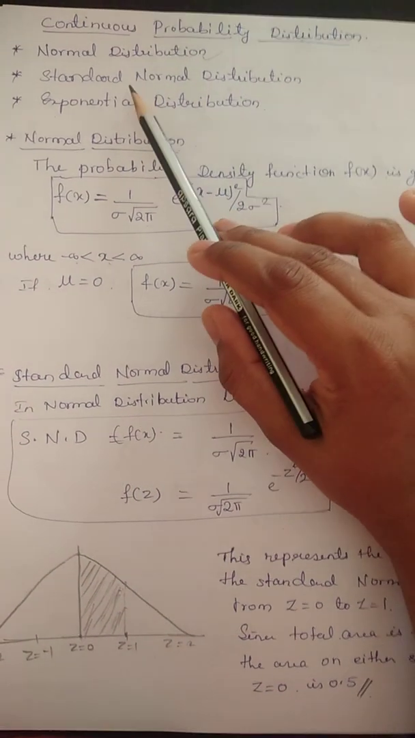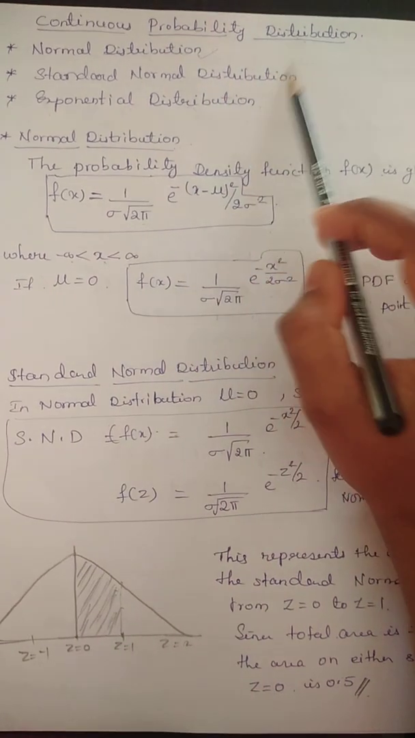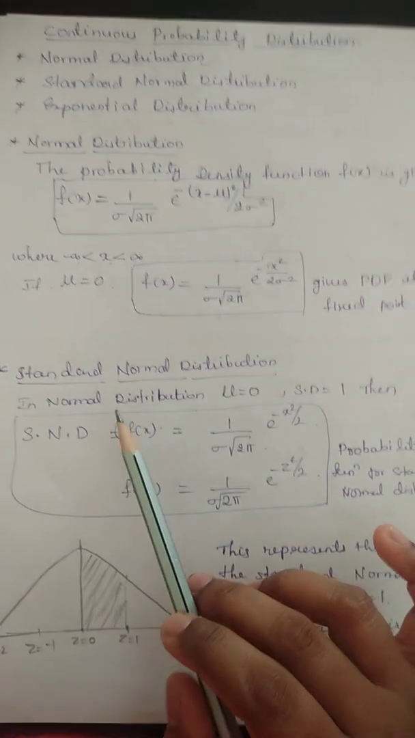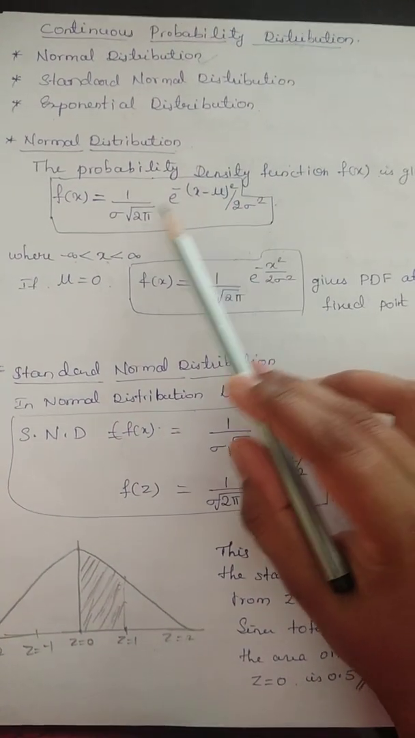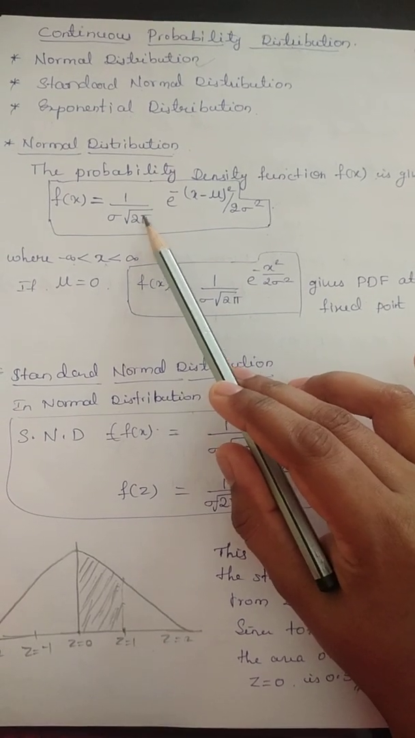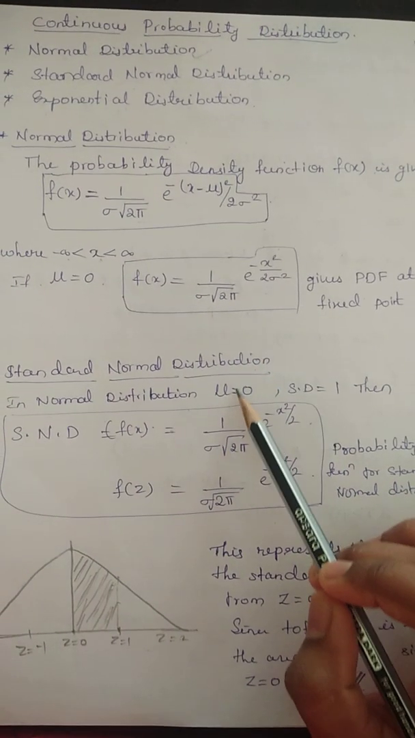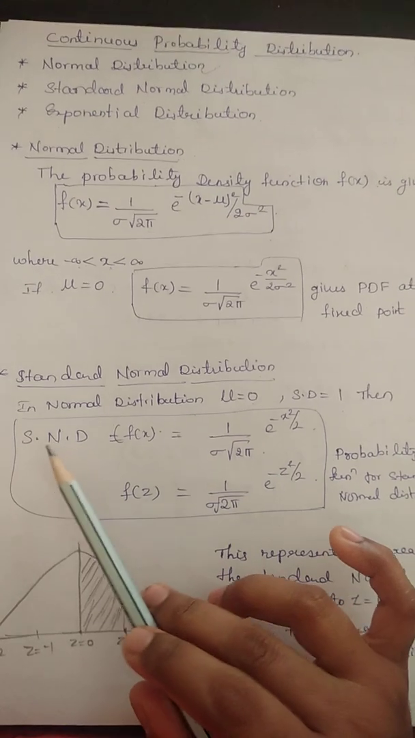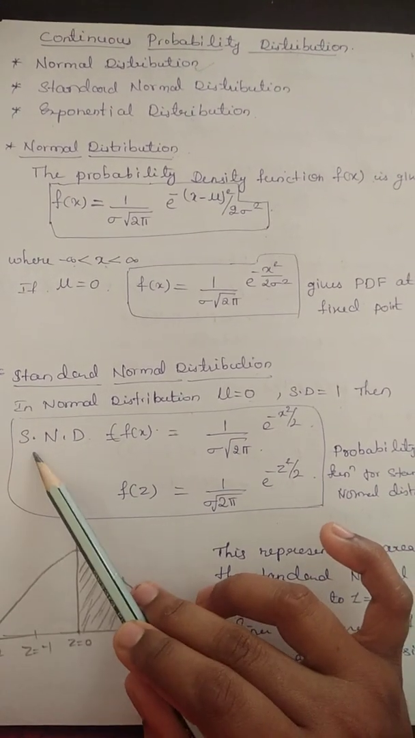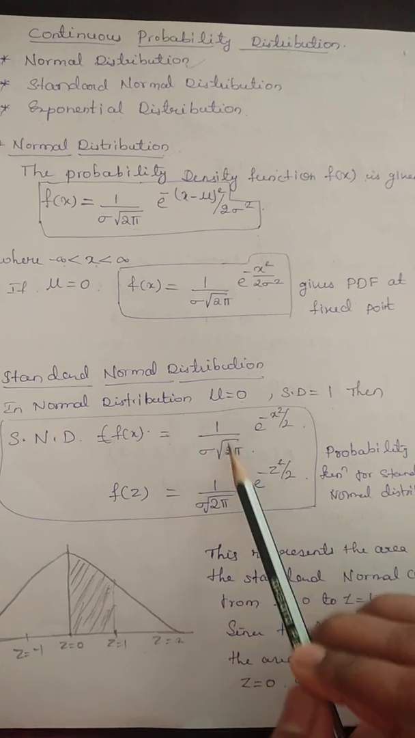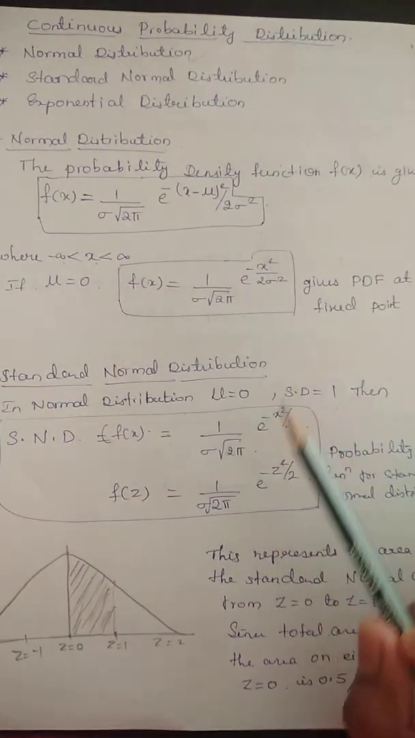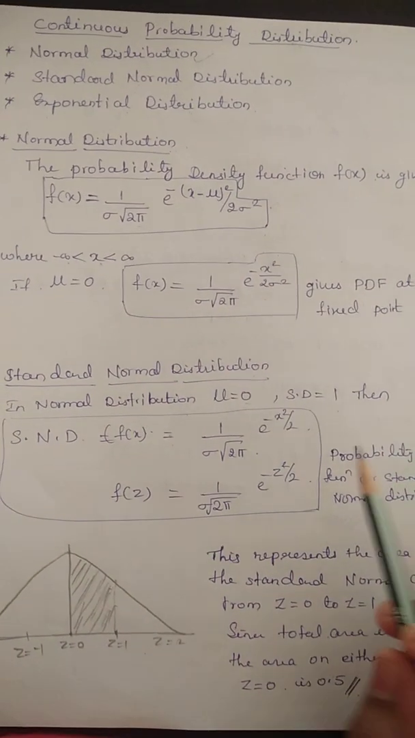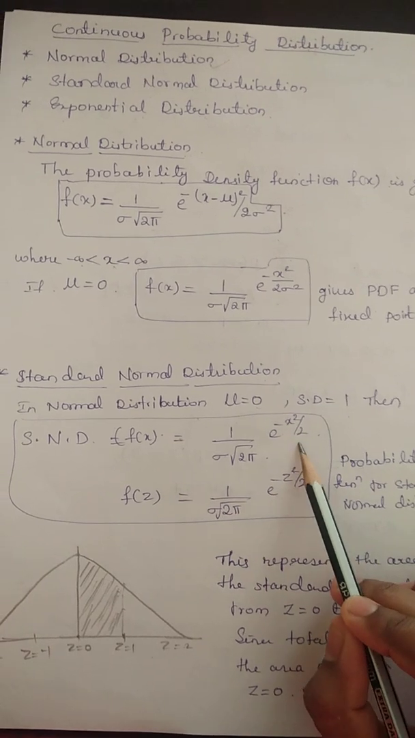Now the second type we will see is the standard normal distribution. You have seen the probability density function for the normal distribution. Suppose mu is equal to 0 and the standard deviation is equal to 1, then we get the standard normal distribution. Here f of x is equal to 1 upon root 2 pi e raised to minus x square upon 2, since mu is 0 and SD is 1.